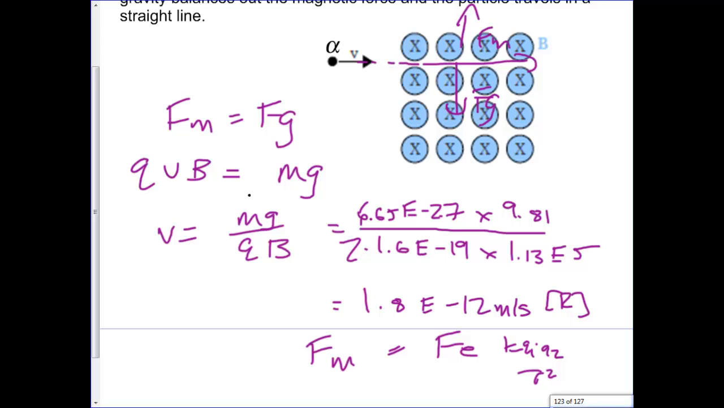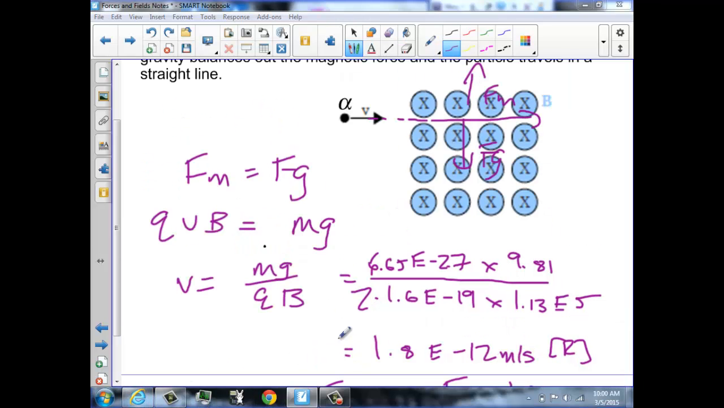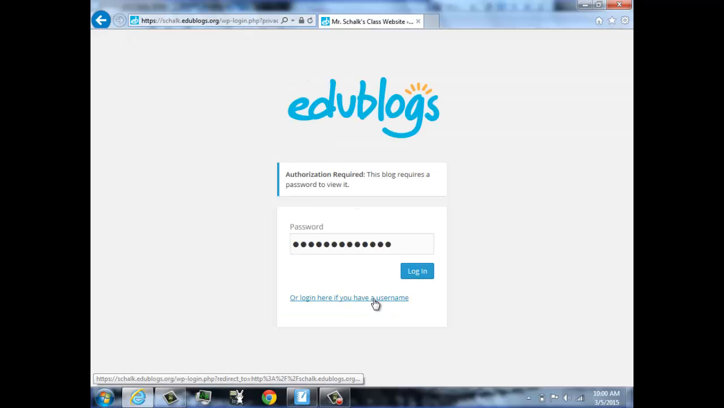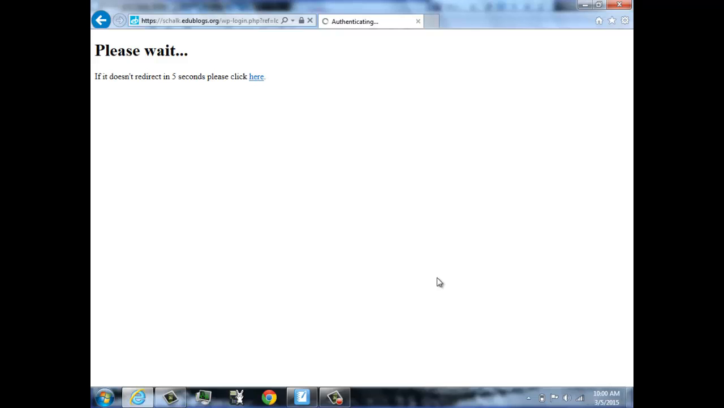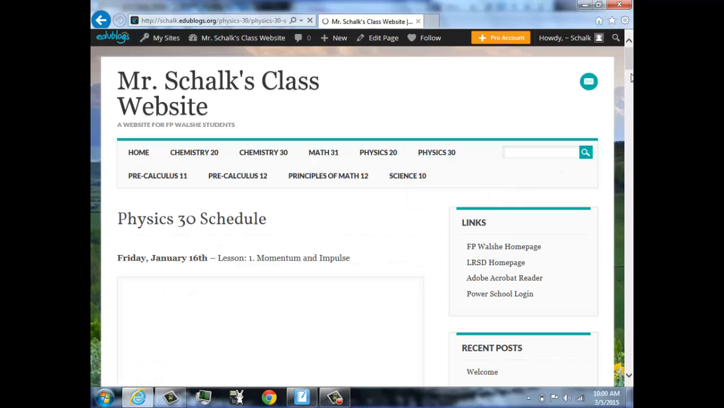Sound good? Okay, tomorrow's a work day. I'm not actually here tomorrow. Monday I've got 1 last set of notes, and then we're done our unit. So study this if you don't get it. Okay, let me just find the schedule so you guys know what we're up to for the next little while. I have 5 minutes, I guess.